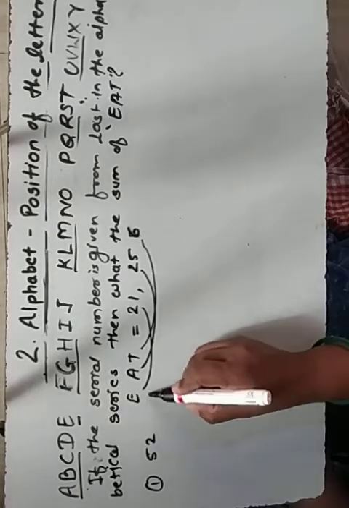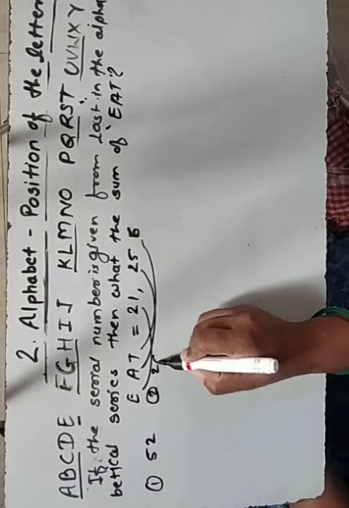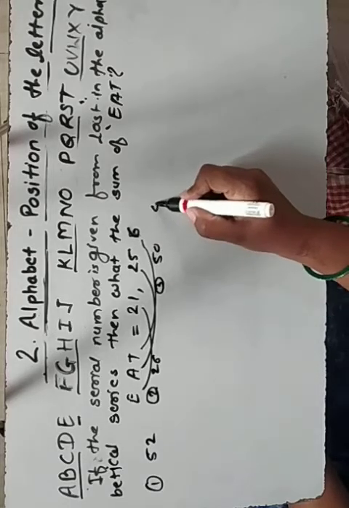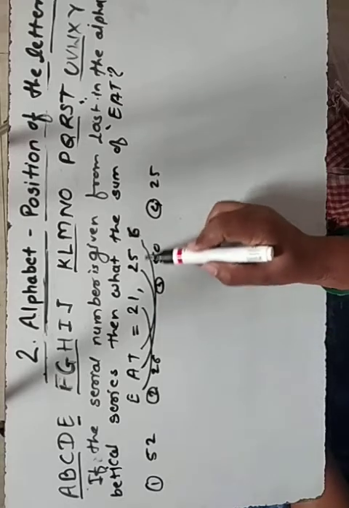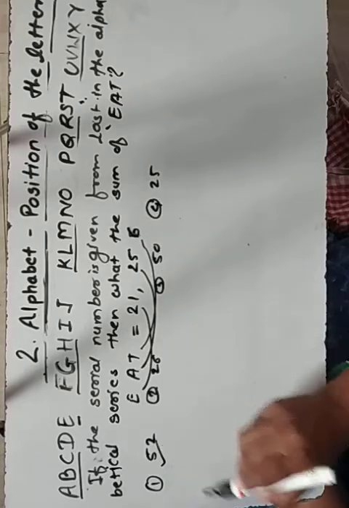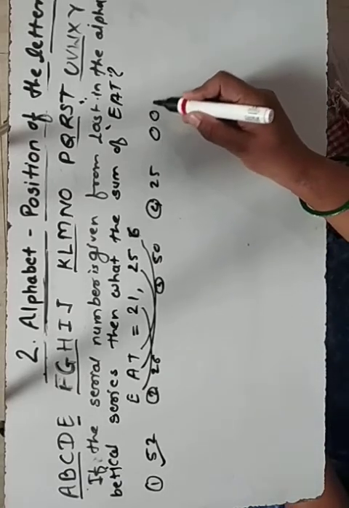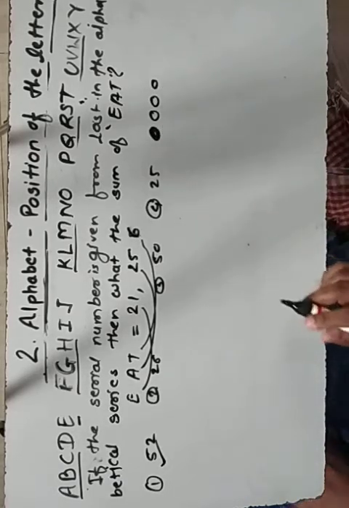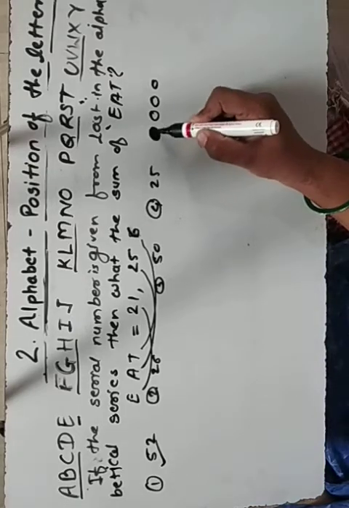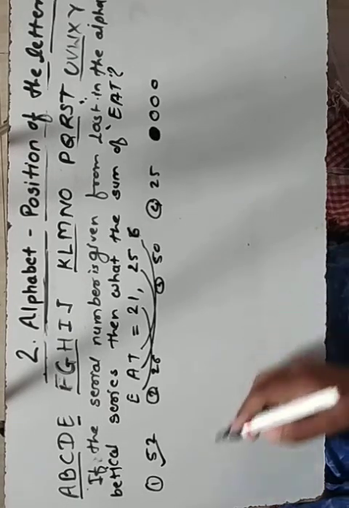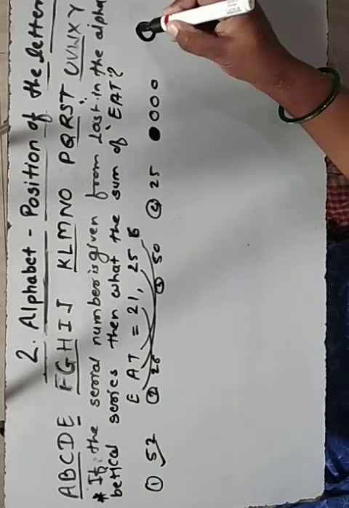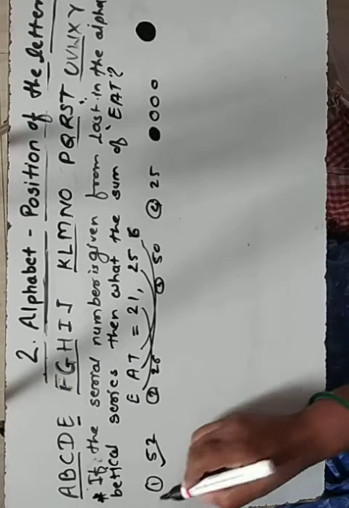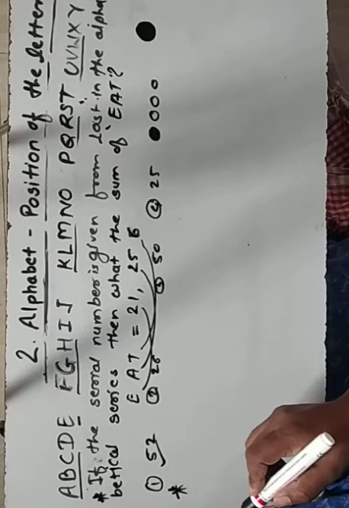So first option is 52, second option is 26, third option is 50, and fourth option is 25. So which is the correct one? If you add 21, 25, 6, you will notice that its sum is 52. So 52 is the answer. So you have to circle the first option. Whenever you are circling, the circle should be good. How to circle? First from outside you circle and come inside. So it will be faster. It also saves time whenever you are solving the paper.